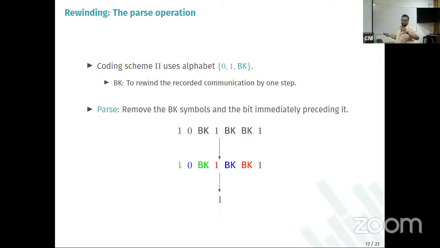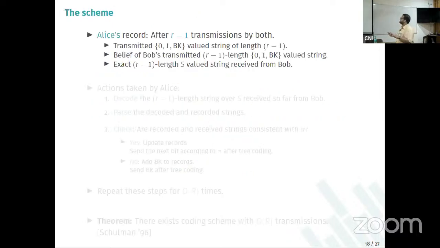Now, how do you combine these two things? This is the protocol. I'm not going to give the proof of why this protocol works, but let me tell you how these two tools are used. The protocol proceeds in rounds, and I'm going to describe Alice's view. Bob's view is going to be exactly similar. Let's say R transmissions have occurred from both ends. Alice keeps the following record. So far she would have sent R-1 symbols from the 0, 1, back alphabet, so Alice keeps a record, a string of all the symbols that were transmitted.